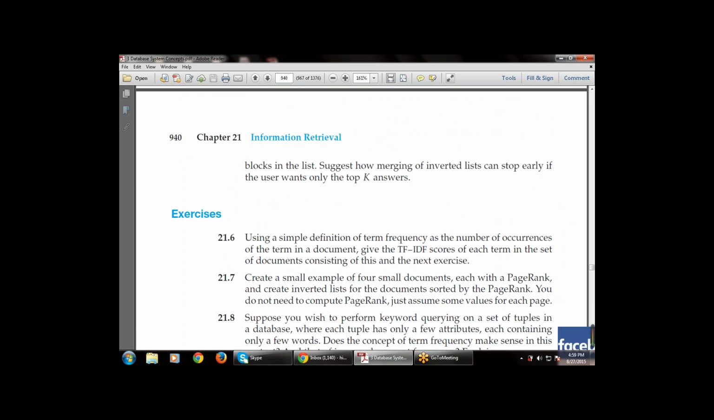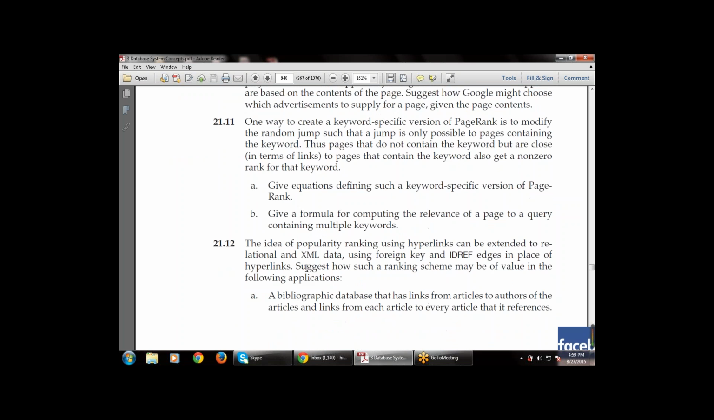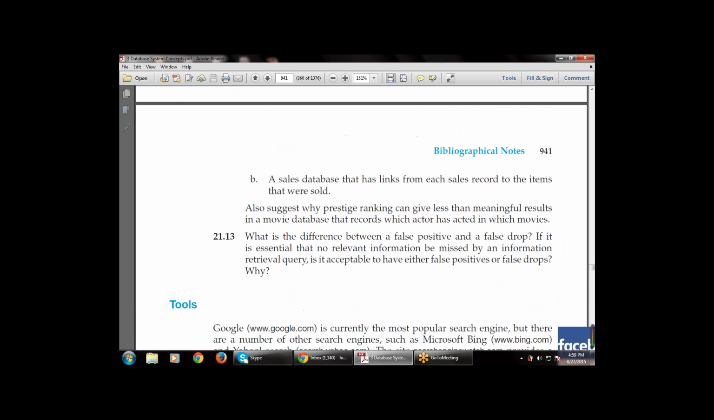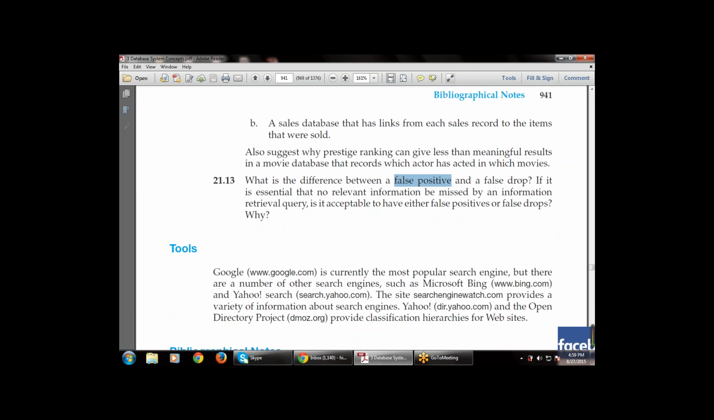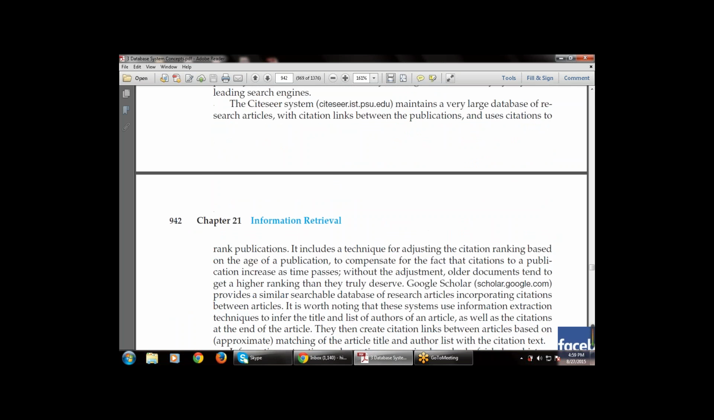This is again an exercise question used in this chapter. And this is another question used in this chapter. The main question is, what is the difference between a false positive and a false drop? Now these are the various tools. This is the bibliographic notes.